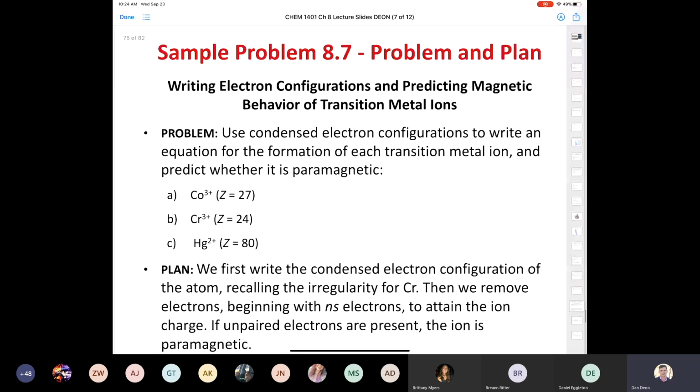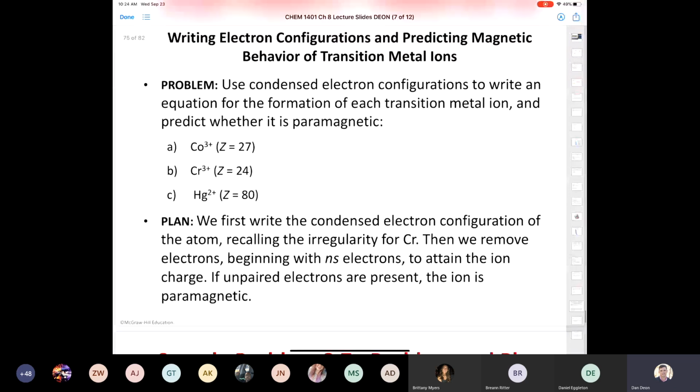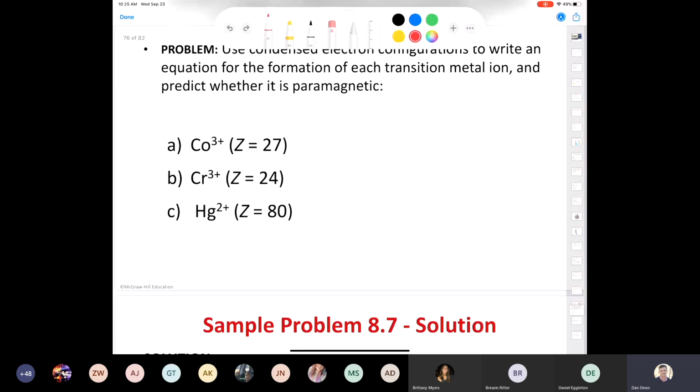What else here? Write electron configuration and predict magnetic behavior of transition metals. Let's try the first one, cobalt 3+, and we'll see if it's paramagnetic. First, let's start out by writing out the electron configuration of cobalt. It shouldn't take too long. Cobalt is element number 27 on the periodic table.